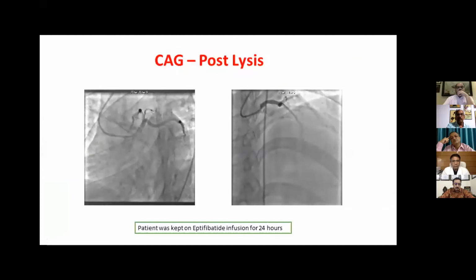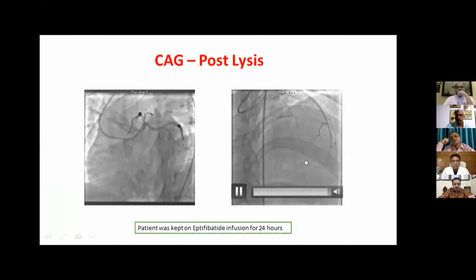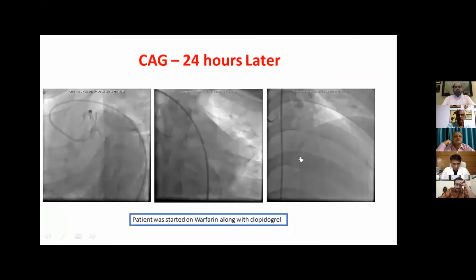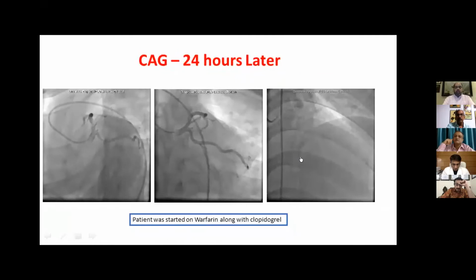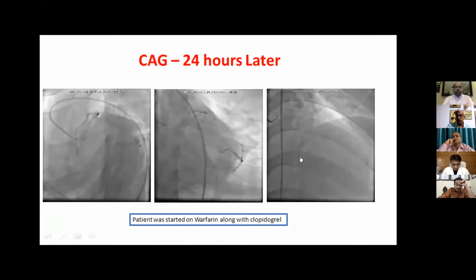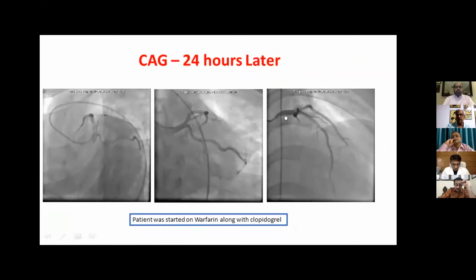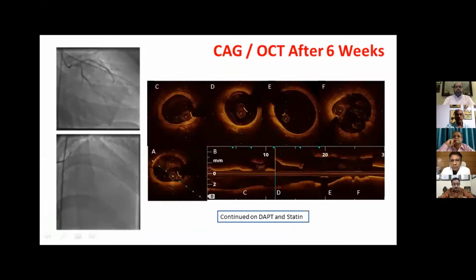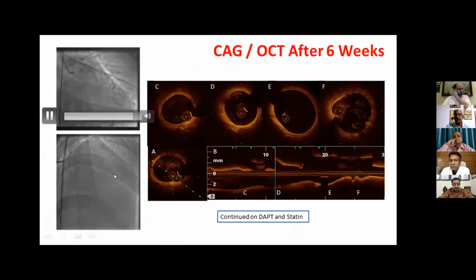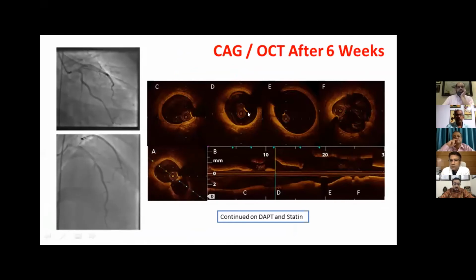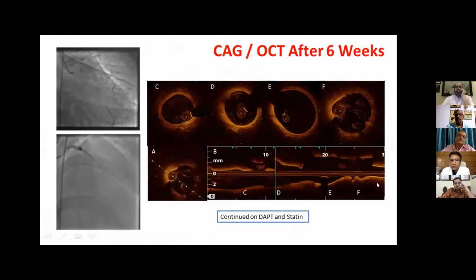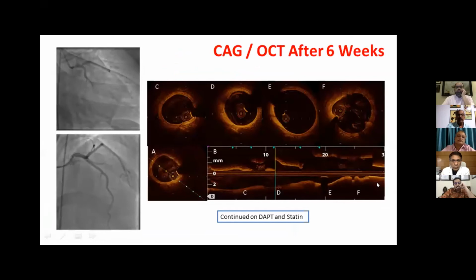And what you can see is post-lysis, the flow is a little better, but you can still see some thrombus here. But you just bring the patient back after 24 hours, and you can see that the flows are much better, the distal vessel looks much cleaner, and there is no big problem. So we just keep the patients on warfarin and clopidogrel, bring them back at 6 weeks. Same story as non-ST elevation MI. The clot is all cleared out. There's very minimal thrombus left, and patients do well.